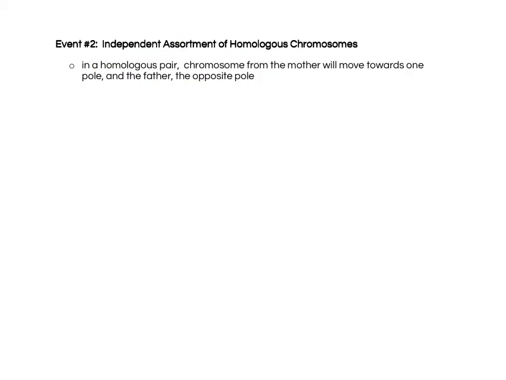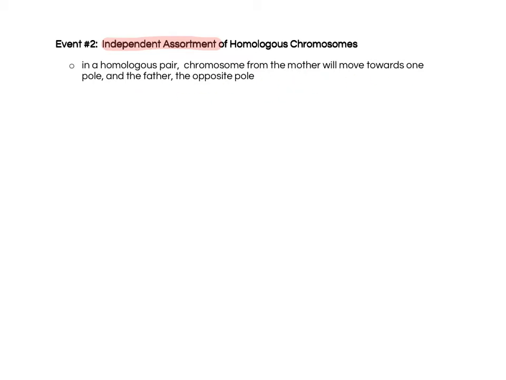So the second event that ensures genetic variation in gametes is what we refer to as independent assortment. So this is a difficult concept to explain, and so I'm going to do my best to try and explain it to you. So we would say that in a homologous pair, chromosomes from the mother will move towards one pole and the father to the opposite pole.